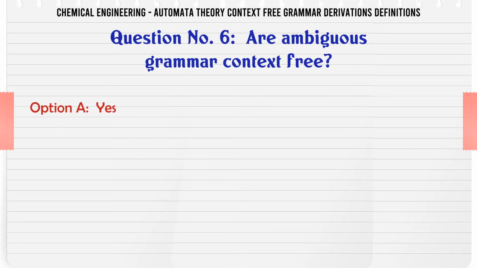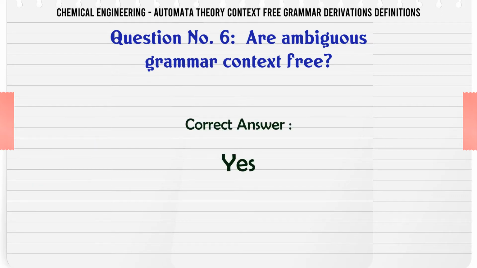Are ambiguous grammars context-free? A. Yes. B. No. C. D. The correct answer is yes.